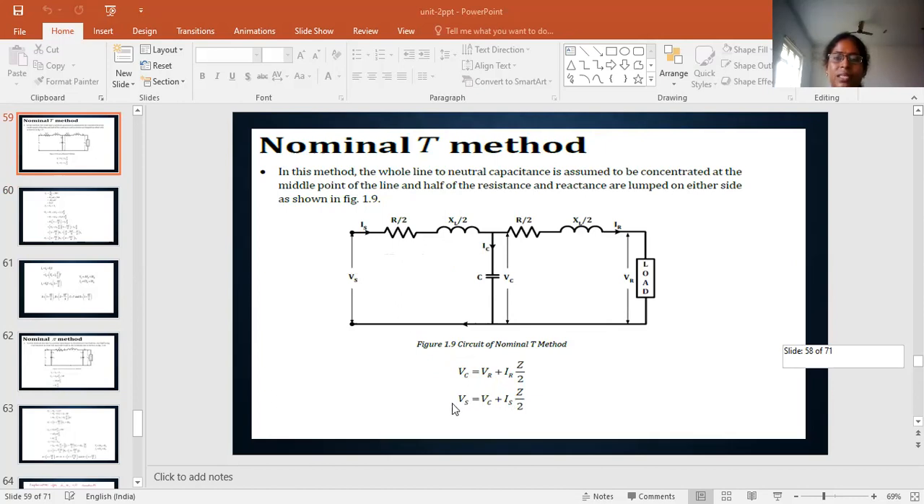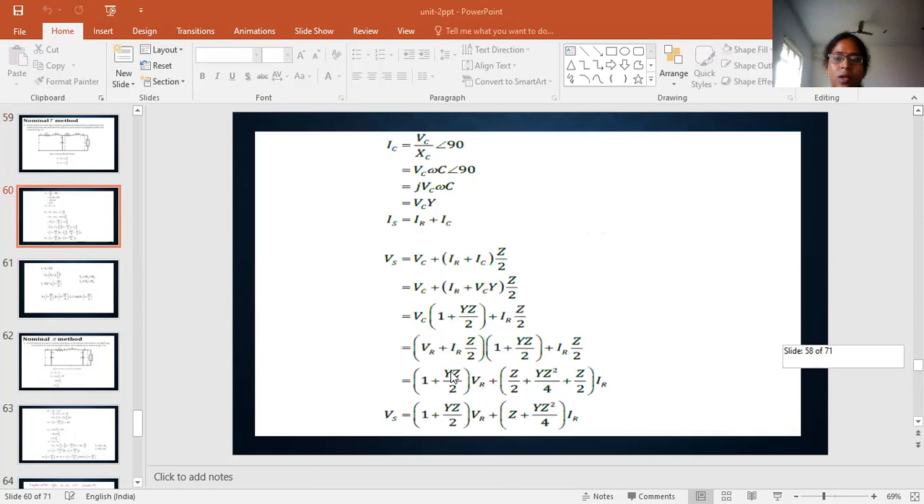In this method, we can find out the Vs value and Is value in terms of Vr and Ir. This whole procedure can be done. Why? Because the Vs value can be found in terms of Vr and Ir, and also the Is value can be found in terms of only Vr and Ir.